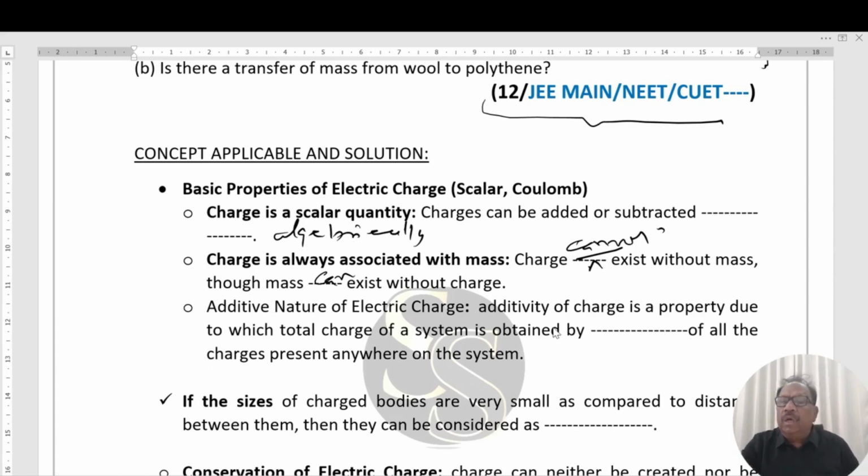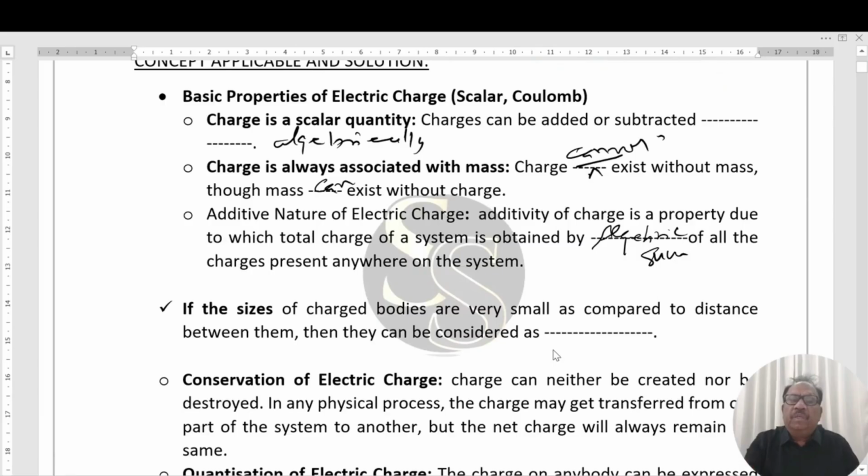Third, additive nature of electric charge. Additivity is a property due to which the total charge of a system is obtained by the algebraic sum of all the charges present on the system. Next, if the size of charged bodies is very small compared to the distance between them, they can be considered as point charges.